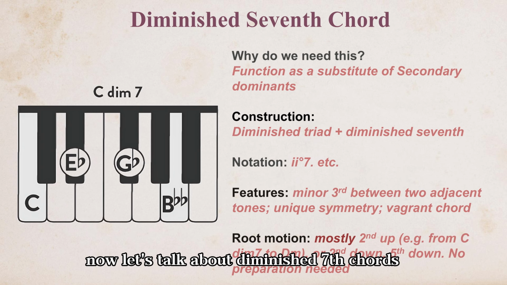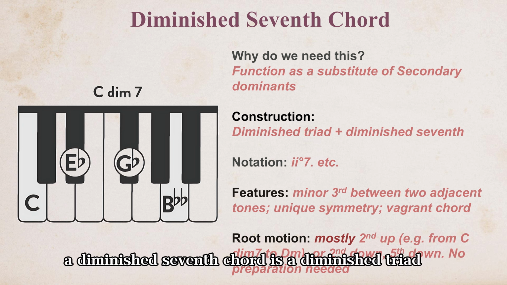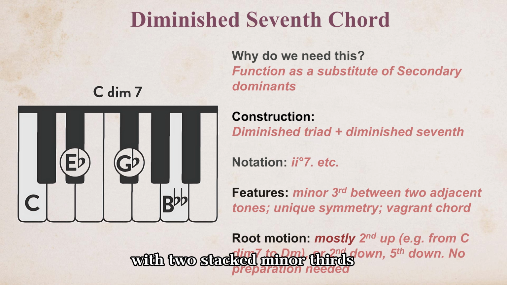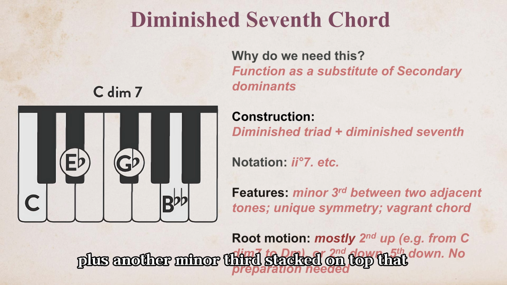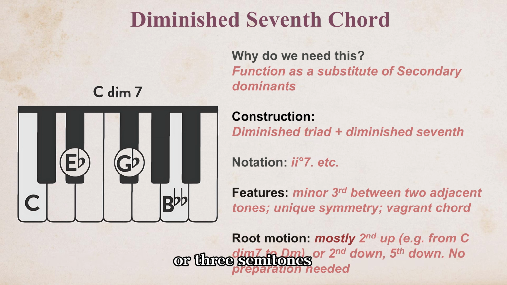Now, let's talk about diminished seventh chords. These can act as replacements for either dominant chords or secondary dominants. First, the structure. A diminished seventh chord is a diminished triad with two stacked minor thirds, plus another minor third stacked on top. That means every interval between adjacent notes is a minor third, or 3 semitones.